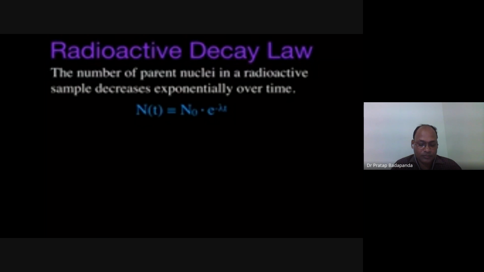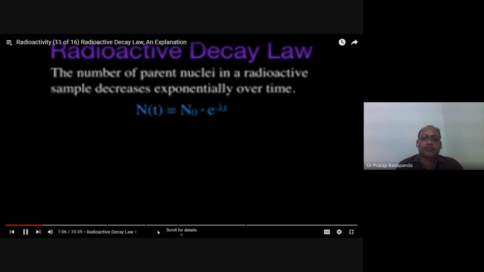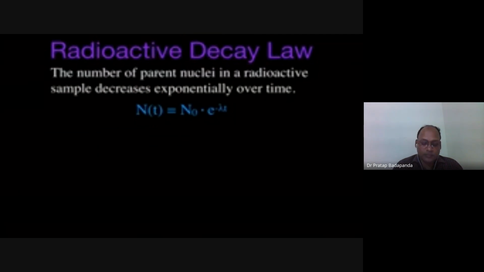So if you have some amount of sample, after one half-life you'll have half the number of radioactive nuclei. Another half-life, you'll have another half, so it goes down by half again. So you start off with a whole, then you go to a half, then a quarter, then an eighth and a sixteenth, and that's exponential decay, and that is the radioactive decay law. This is one of the equations we use to calculate different things for radioactive decay.